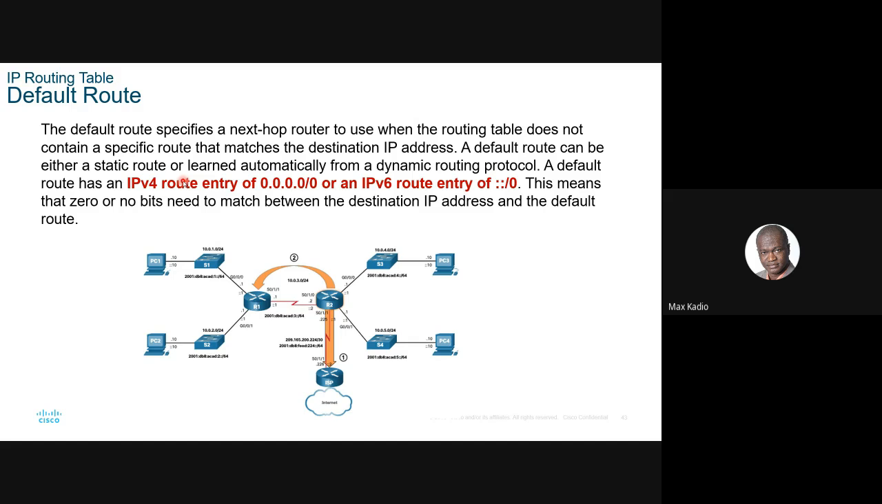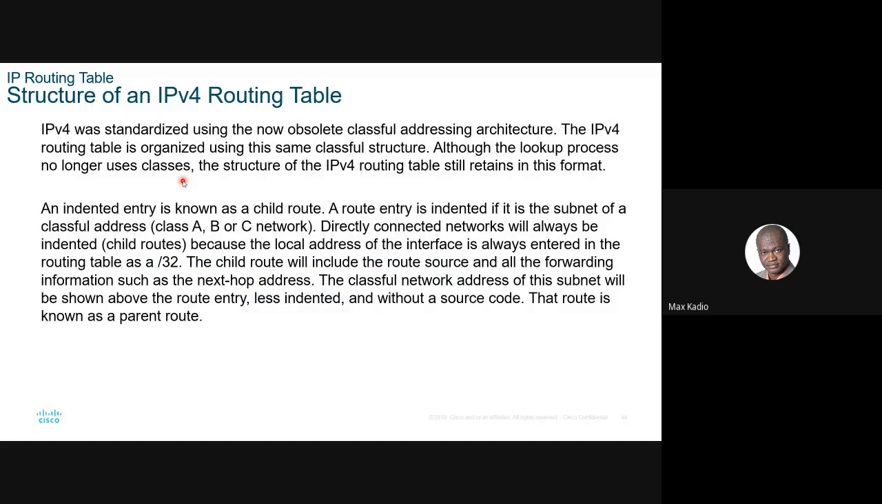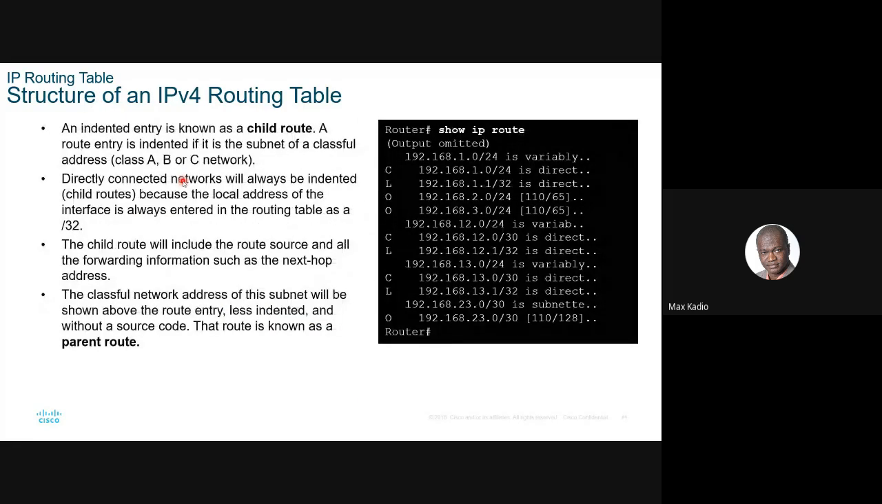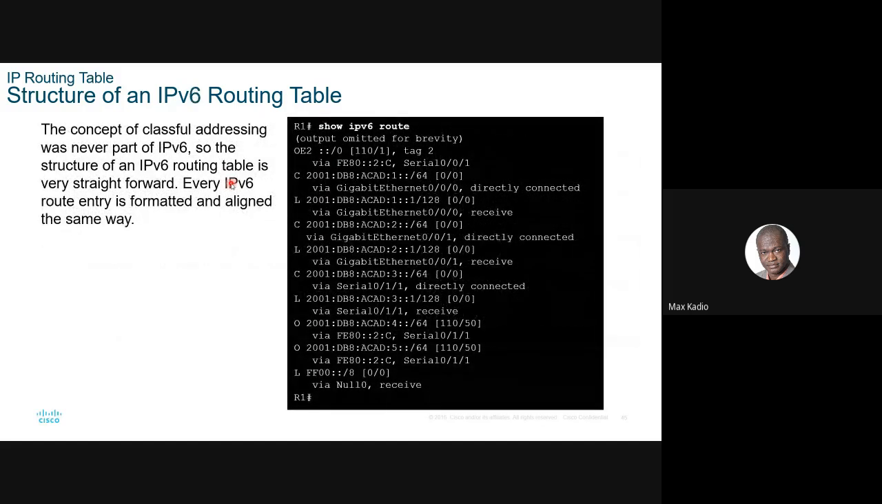Okay, we continue. So to view your routing table in privileged mode, you type show ip route. Then it will list all the networks the router knows about. How do I know about this route? There is a code. If you want to view IPv6, you type show ipv6 route.